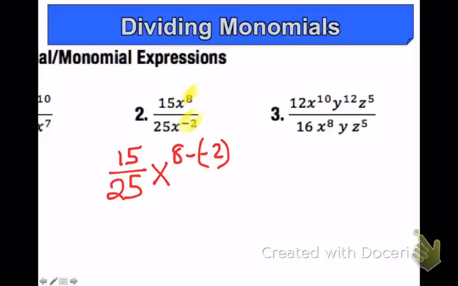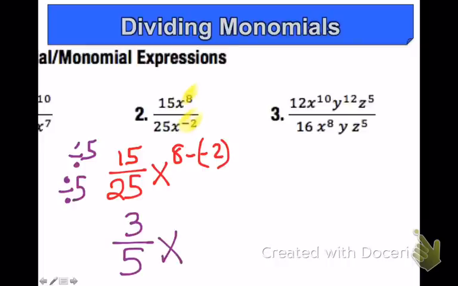But first of all, I'm going to go ahead and reduce my fraction. I could divide the top and the bottom by 5. That's going to give me 3 over 5. x, 8 minus a negative 2 is going to give me a positive 10. This is my final answer for number 2. Pause if you need more time. I'm going to move on to number 3 now.